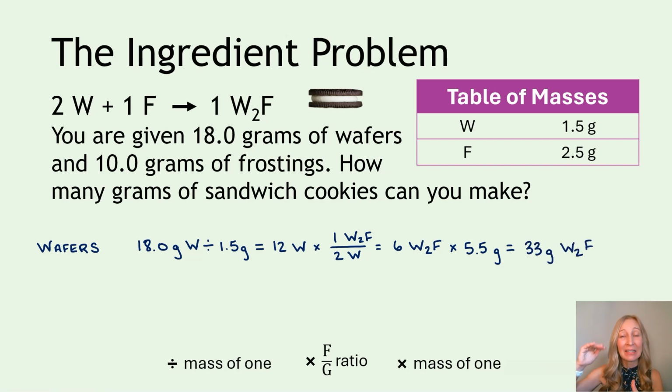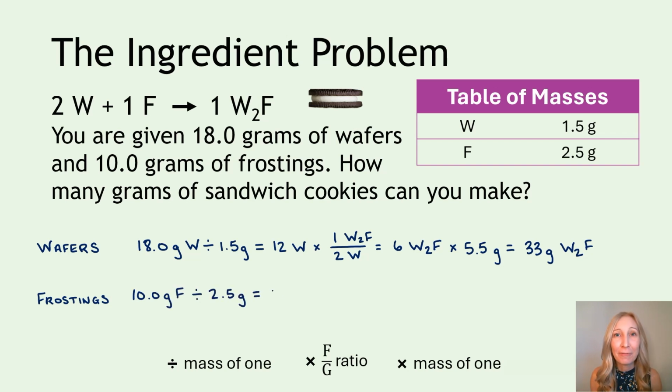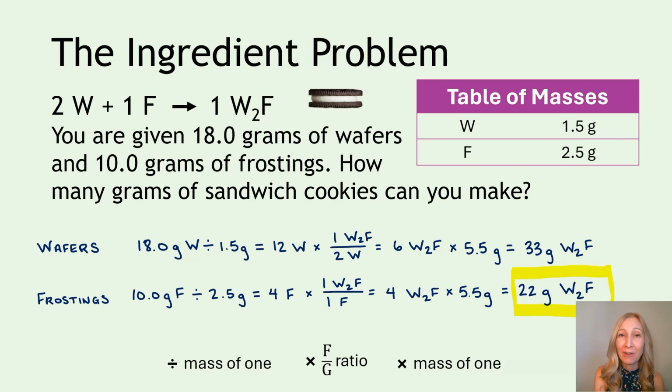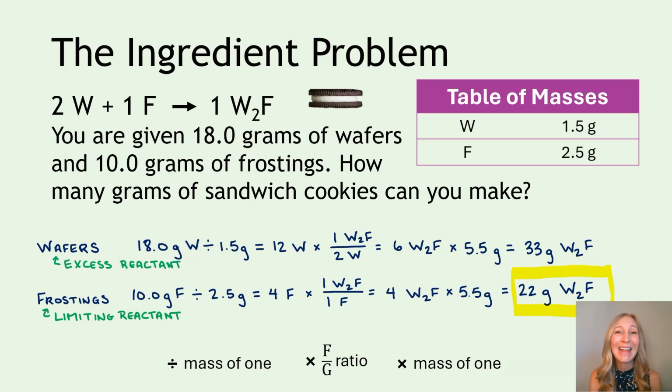Now we're going to compare that to the frostings. If we have 10 grams of frosting, that's equal to 4 frostings, which will create 4 sandwich cookies, which will have a mass of 22 grams. Therefore, we can only make 22 grams of sandwich cookies. We're limited by the amount of frostings we have, which means that the frosting is our limiting reactant. We're going to have leftover wafers, which means that the wafers are our excess reactant.